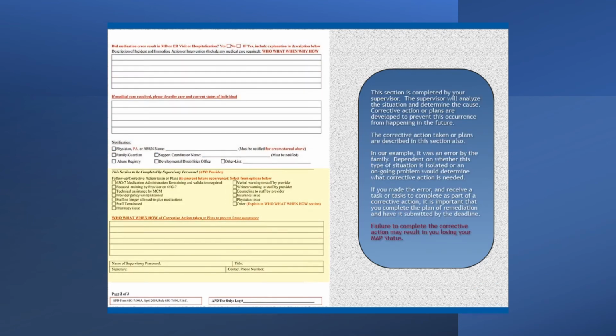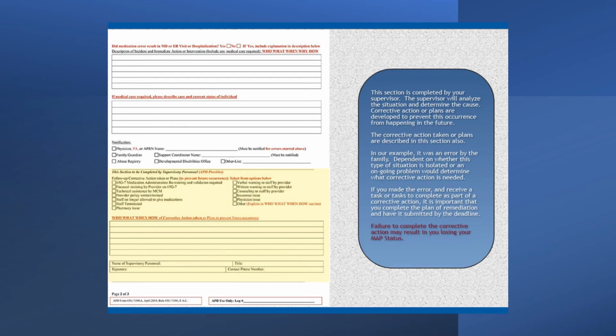This section is completed by your supervisor. The supervisor will analyze the situation and determine the cause. Corrective action or plans are developed to prevent this occurrence from happening in the future. The corrective action that is taken or plans are described in this section also. In our example, it was an error by the family. Dependent on whether this type of situation is isolated or an ongoing problem would determine what corrective action is needed.